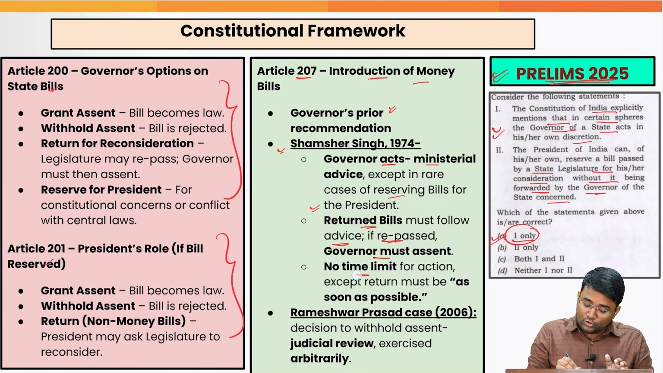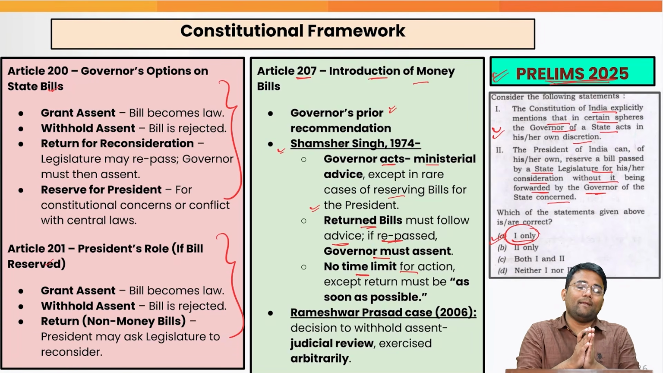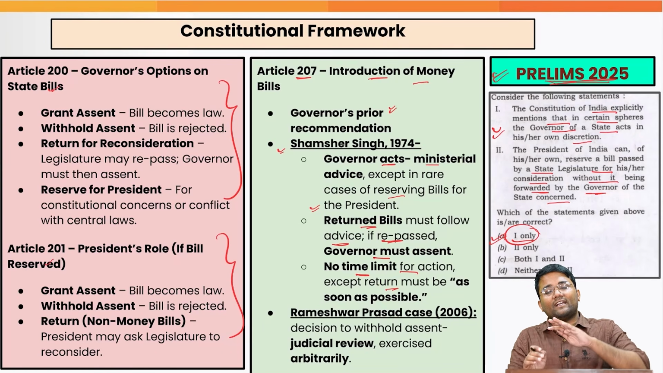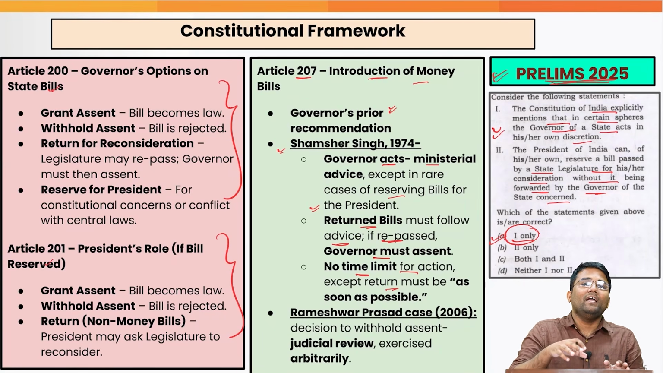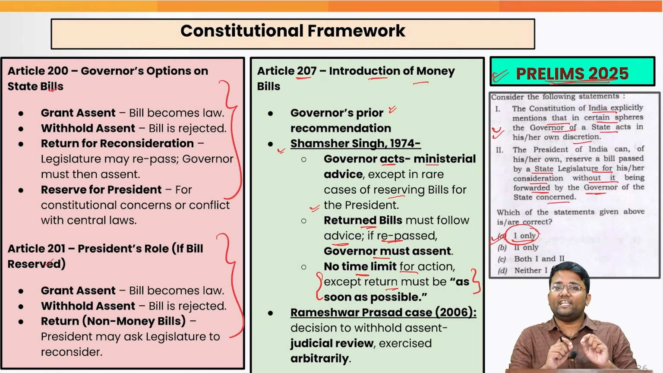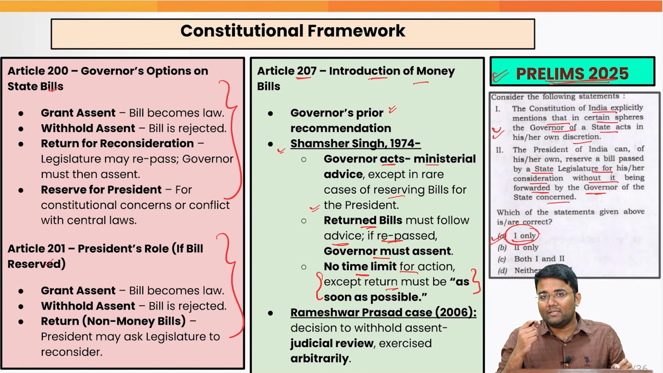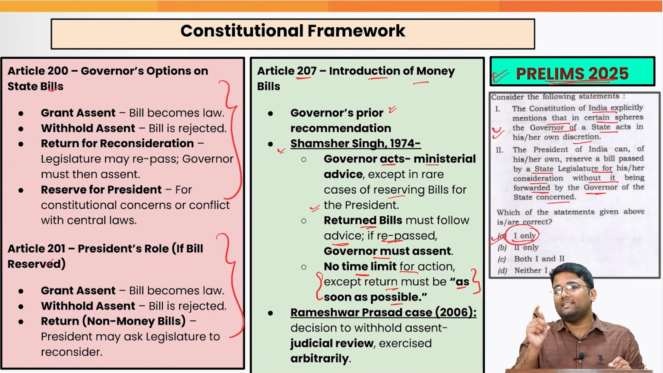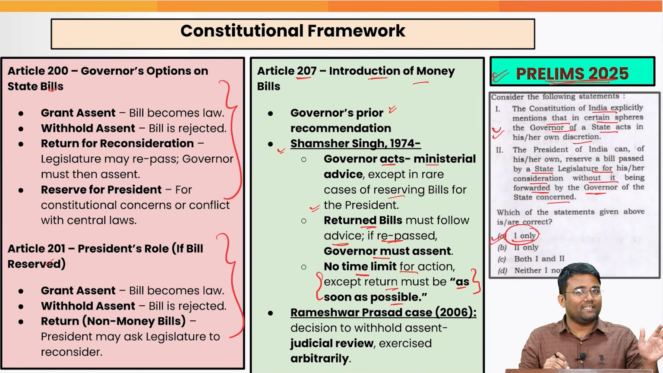Also, there is no time limit for the actions, but the Governor should return the bill as soon as possible. He should not be sitting on the bill itself. In this particular case, the Supreme Court didn't fix any timeline. But with regard to the importance of any bill or any statute, they said that it should be returned as soon as possible. And they didn't go for fixing any timeline, which was done in the recent case.